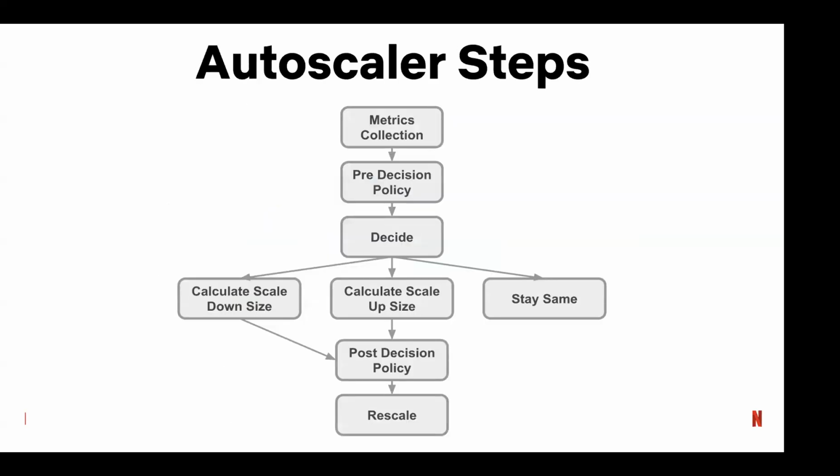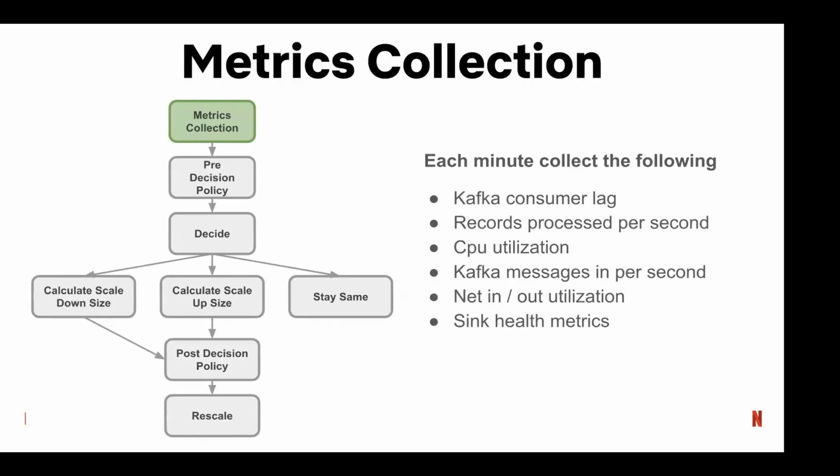So within the autoscaler itself, there are several steps happening. The first step is just simple metric collection. Then we apply a pre-decision policy. Then we decide whether to scale up or down or keep the cluster the same. After we make a decision, we calculate how much to scale up or down by. Then we apply a post-decision policy, and then we initiate a rescale action. So I'll go into each of these steps in more detail.